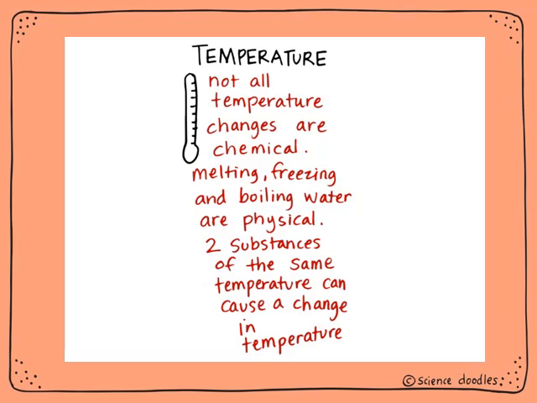Two substances of the same temperature can cause a change in temperature. Let's say we have, again, the baking soda and vinegar. We keep them at room temperature, so they're both the exact same temperature. When you mix them together, the mixture inside your container is going to get a little bit colder. Even though they started at the same temperature, the chemical reaction caused a temperature change, and the temperature went down.